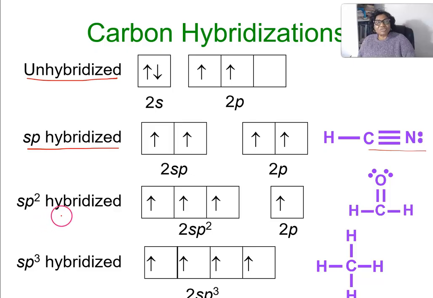But it can also mix two p orbitals with s. In that case, we have sp2. This 2 is because it is mixing 2p and 2s, but the hybridized orbital is sp2. So it takes 2 of these orbitals, maybe these 2, and mixes them with s.